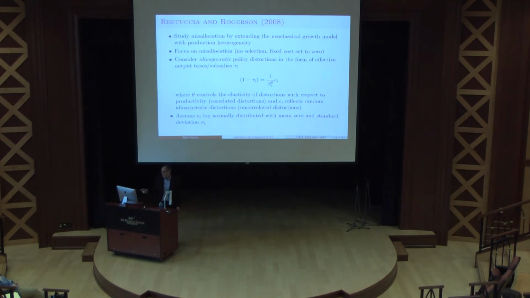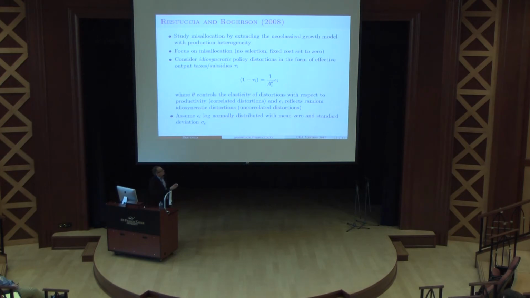So what I've done here is write these policy distortions. This tau is going to be a wedge, and it's going to be standing in for many things. I'll discuss what they could be. But I'm going to allow these wedges to be potentially related to productivity. So you see that there is a theta. If this elasticity is positive, the distortions are going to be correlated with productivity, so they are going to tax the more productive producers more heavily.